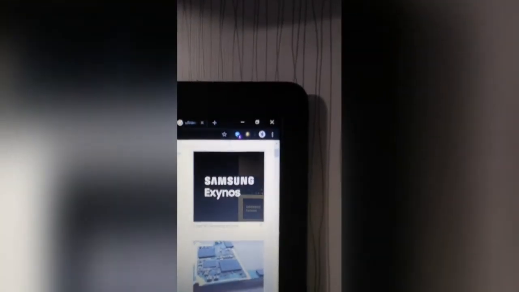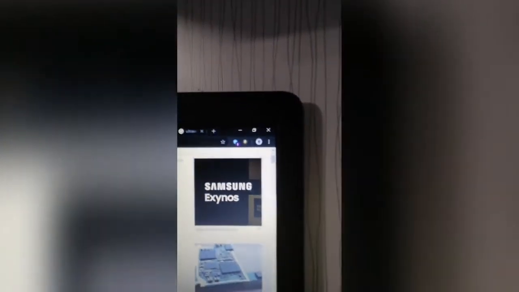Alright, I want to go to the chipset performance. I want to show you several types of chipset that I know, and also the famous ones in the world. Okay, let's talk about the Exynos chipset. Alright, let me show you.